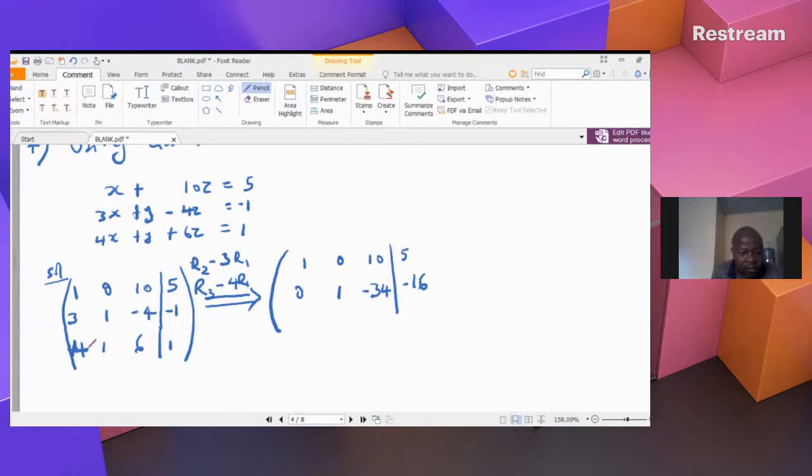Let's come to the third row. 4 multiplied by this 1, subtract from this 4, about 0. 4 multiplied by 0 will be 0, subtract from this 1, that is 1. 4 multiplied by 10 will be 40, subtract from 6 will be negative 34. 4 multiplied by 5 will be 20, subtract from 1 will be negative 19.